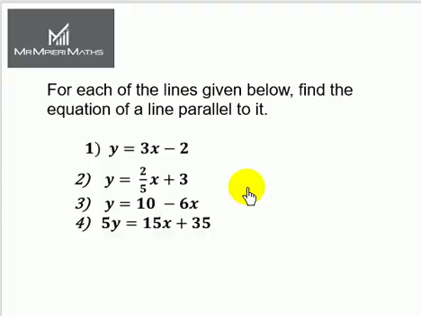For each of the lines given below, find the equation of a line parallel to it. y equals 3x minus 2, y equals 2 over 5x plus 3, y equals 10 minus 6x, 5y equals 15x plus 35. You may have to divide both sides by 5 here to get this in the format y equals. Have a go, press pause, and when you're done, press play.